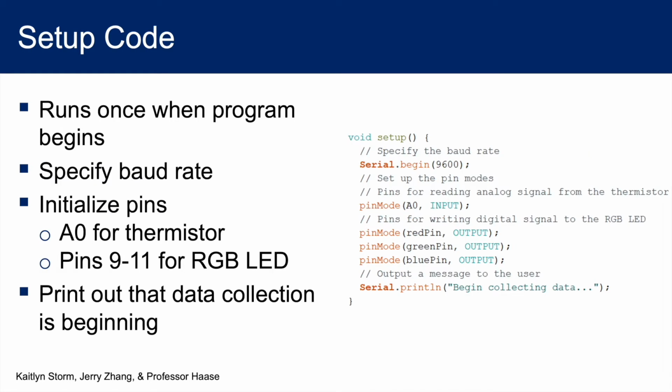Next, we move on to the setup code. This is what runs once the program is started. We will want to initialize pins, telling the Arduino what is plugged in where, and specify the baud rate, which is the speed at which the Arduino communicates with the computer. We will tell the Arduino which pins the thermistor and LEDs are plugged into, and use the Serial.println function with a string input to print out that the setup is completed and the data collection can begin. We will be able to see this text when we open the serial monitor later.